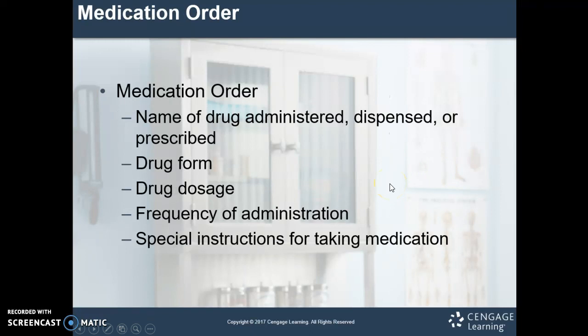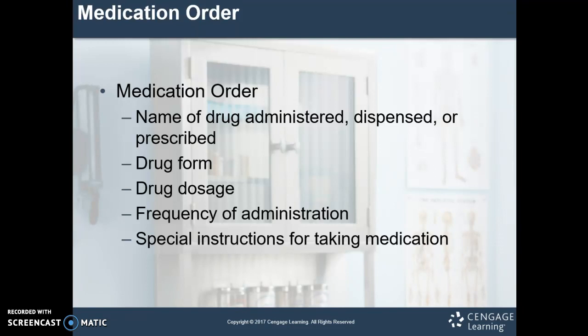So a medication order should have the name of the drug administered, dispensed, or prescribed. It should have the drug form. Is it a tablet, a capsule, a liquid, etc.? It should have the drug dosage. And the form will go right along with the route. So maybe the drug form is injectable and it's a liquid and you're giving it intravenously. Or maybe the drug form is a solution and it's an oral medication.